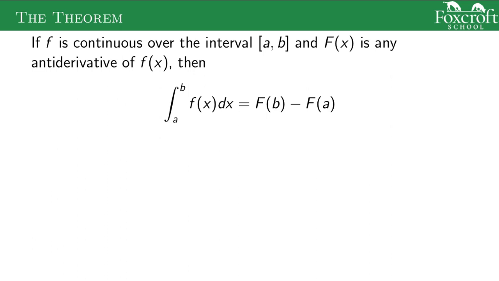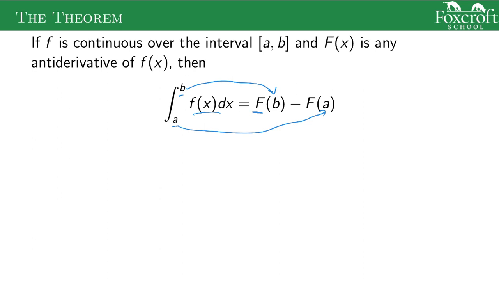All right, so we have this continuous function, and let's say capital F of x is the antiderivative of f of x. Then it turns out that the integral from a to b of my function is equal to when I take the antiderivative and plug in b, minus when I take the antiderivative and plug in a. So this is the fundamental theorem of calculus part 2. To figure out an integral, to figure out an area, I take an antiderivative and then plug in my bounds.